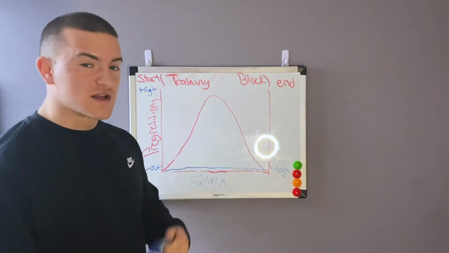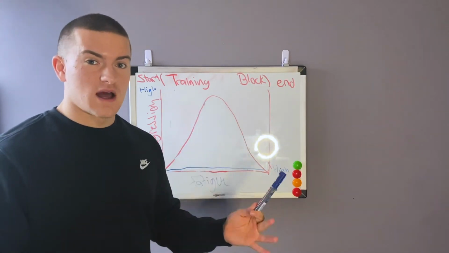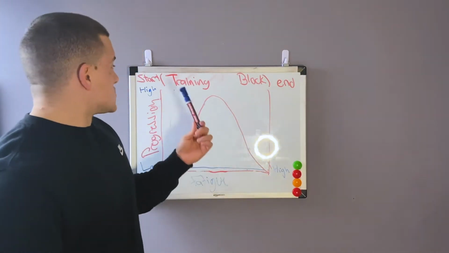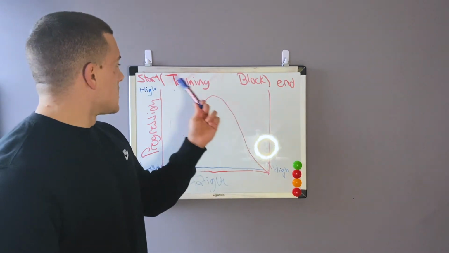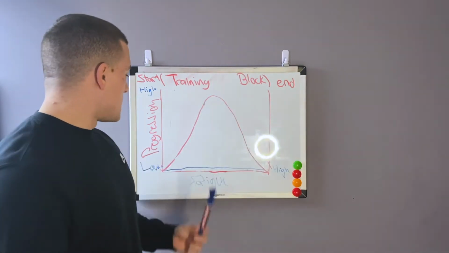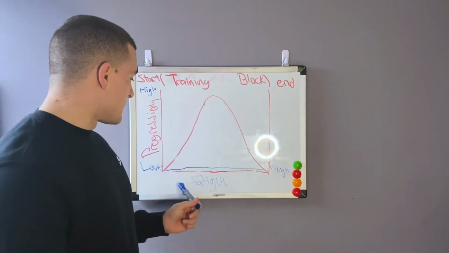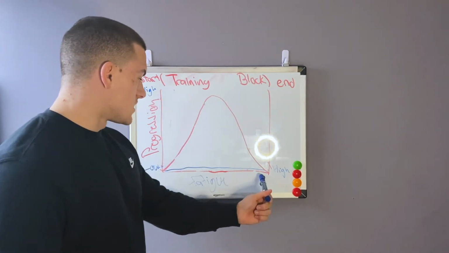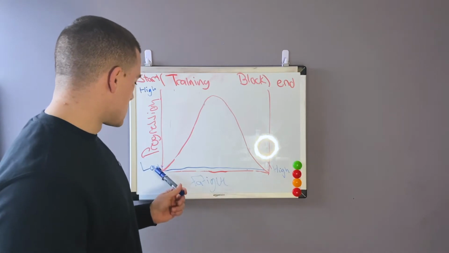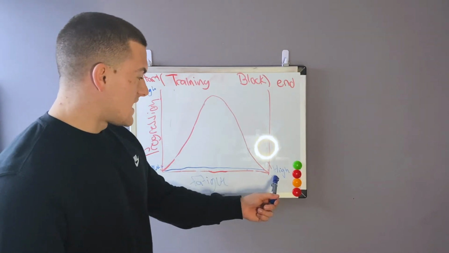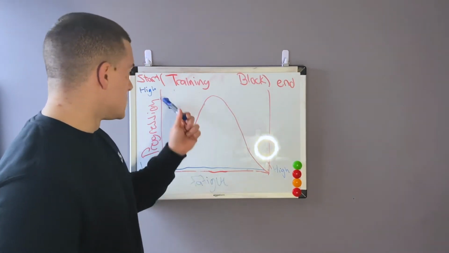So, this graph in general symbolises the start of a training block, okay? As you can see, we've got a training block here, from start to end. Then we've got progression on an upward scale here in red, and fatigue on an upward scale here as well in blue. It starts off low and goes to high, and again with progression, it starts off low and goes to high.